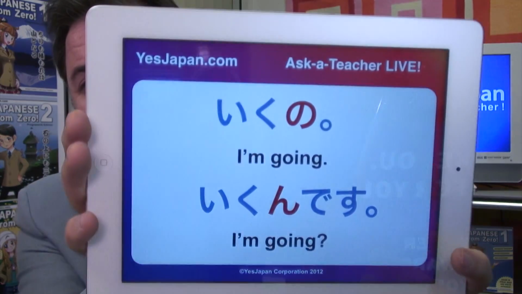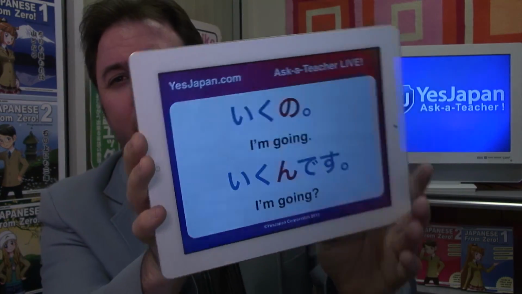Now, maybe the expectation that they're talking about is this one. Ikun da. Notice how it's very happy, ikun da, I'm going. That's probably the expectation they're talking about. So maybe that's it. Ikun da. Just depends on how you say it, right? So there you have it. Ikun desu. I'm going. Hai, ikun desu.